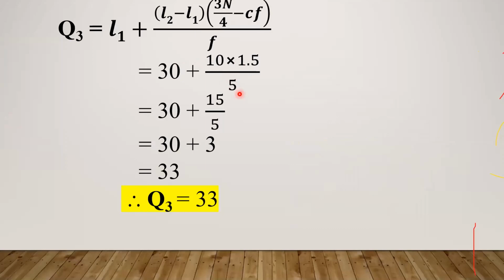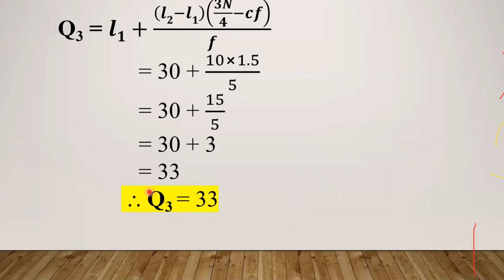Now again, what you have to do? Don't do that mistake. This division is only up to here. So you have to first multiply, first solve this. Okay. So what is 10 into 1.5? Use calculators for all the calculations. 10 into 1.5 will give you 15 and 15 divided by 5 will give you 3. So 30 plus 3 will give you 33.